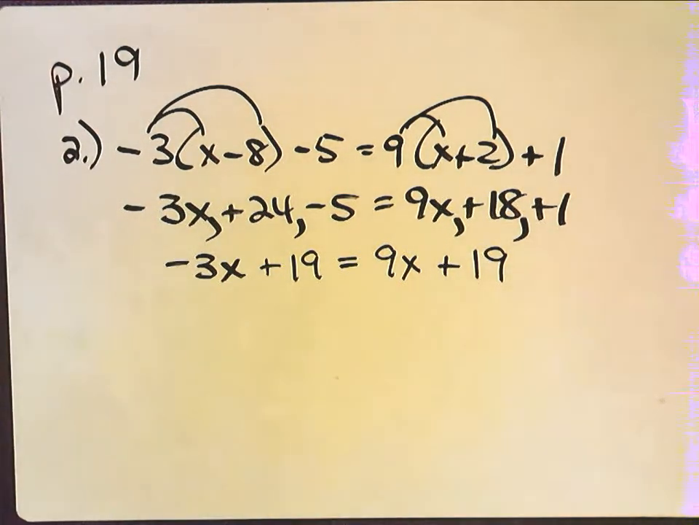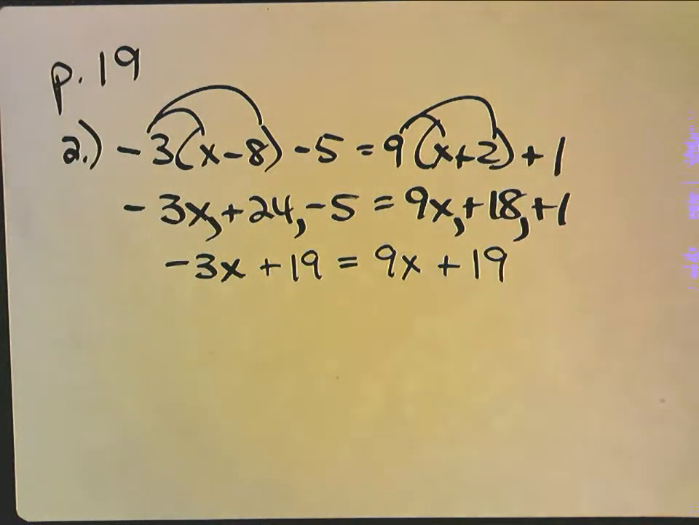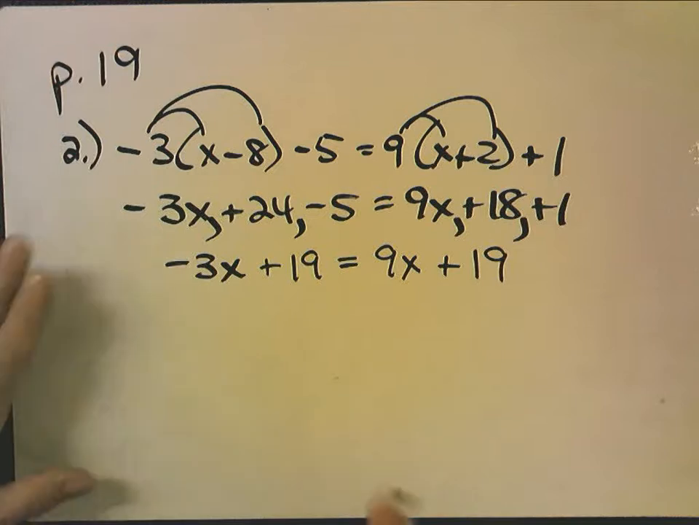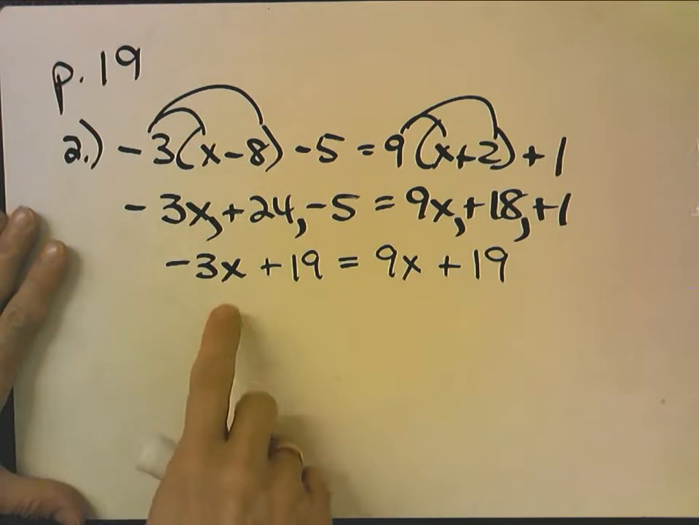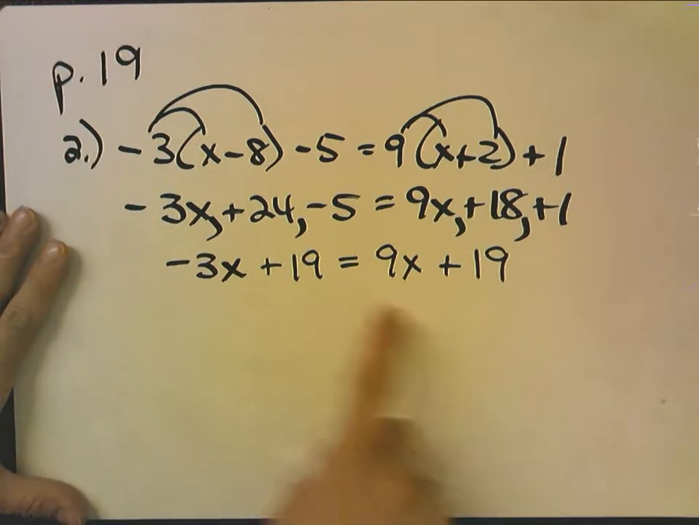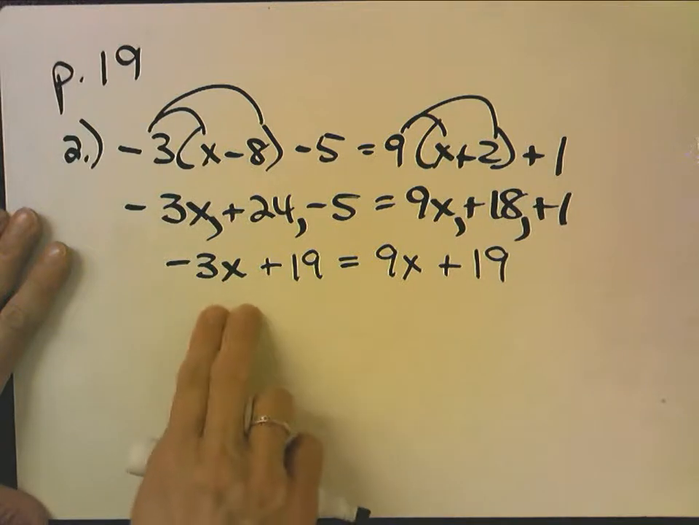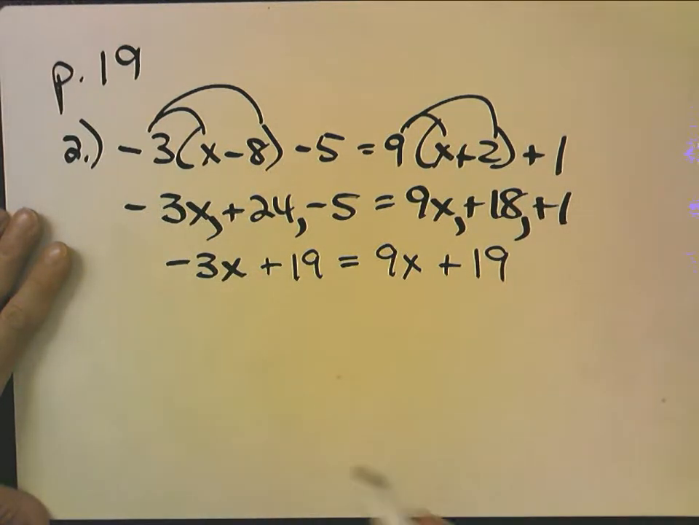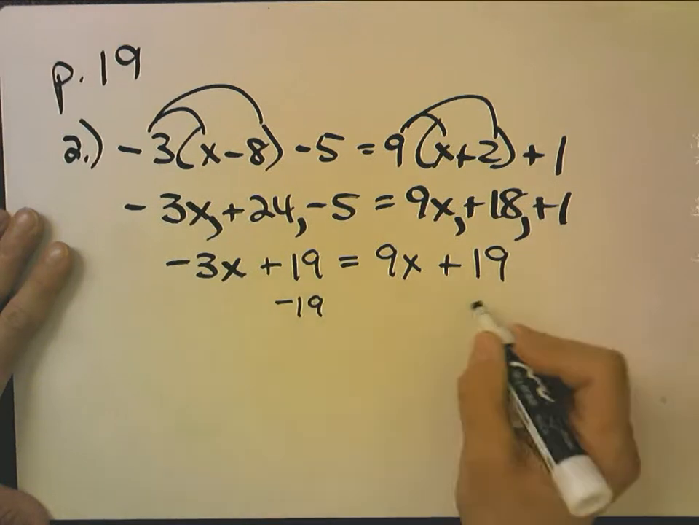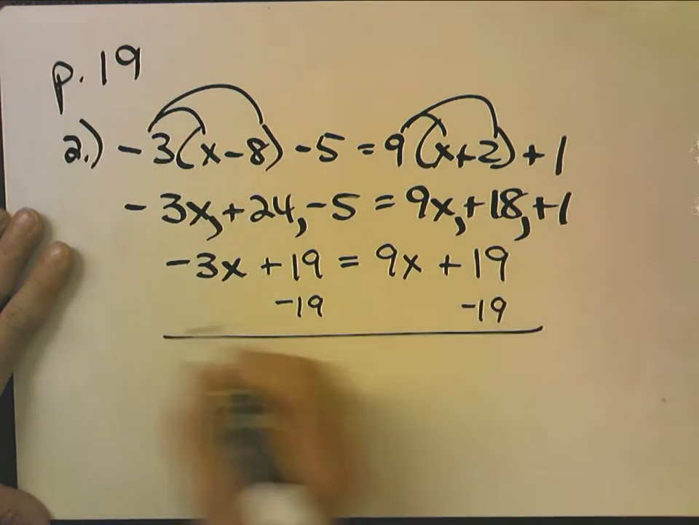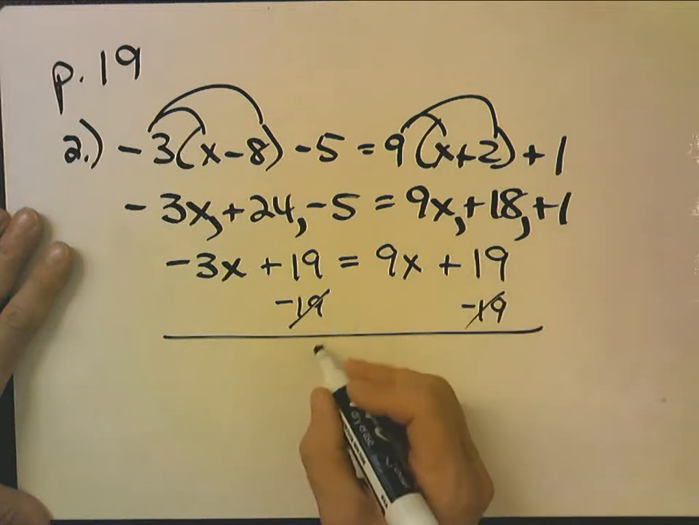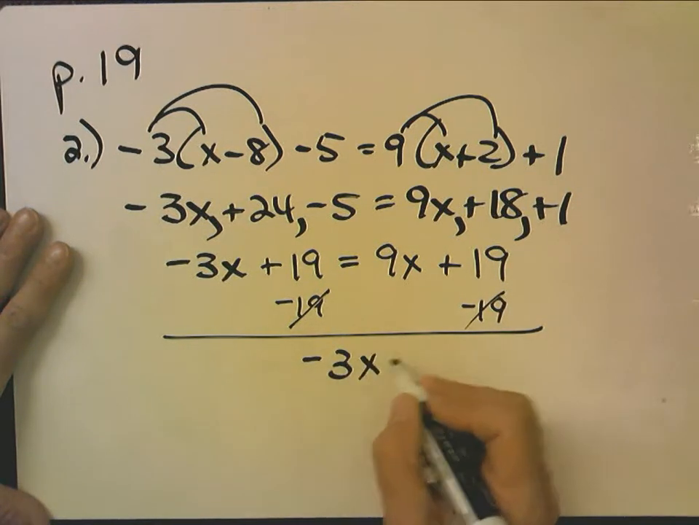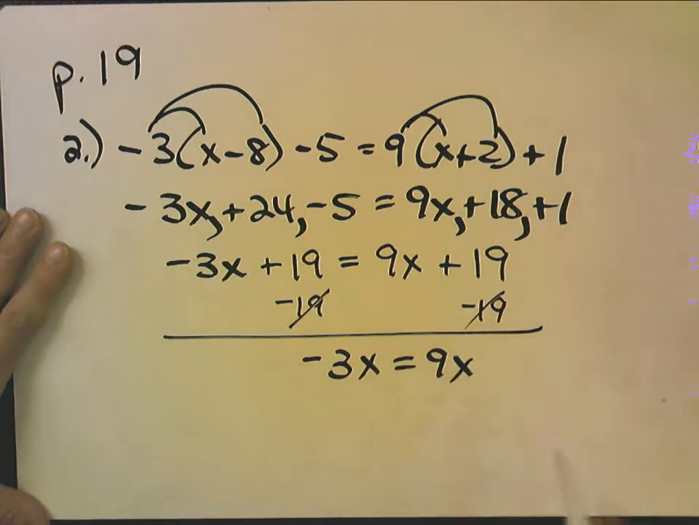Now, one thing that some of you will do first, so I'm going to do something wrong first. The first thing you should always do is get your variable on the same side. So I should really add 12x to both sides. But I'm not going to do that first. I'm going to subtract 19, and I'm going to show you why this is a bad idea, might be confusing.